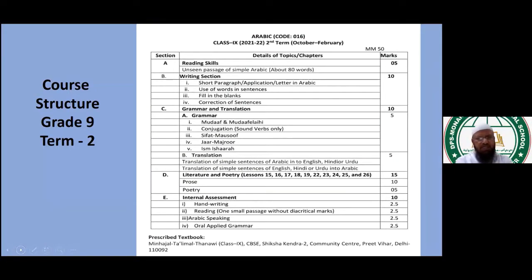For grade 9, second term, course structure, it will be divided into 5 sections. Section A, reading skills, 5 marks. Writing section, 10. Section C, grammar and transition, 10. And section D, literature and poetry, 15 marks. And 10 marks for internal assessment. It's the same structure like grade 10.